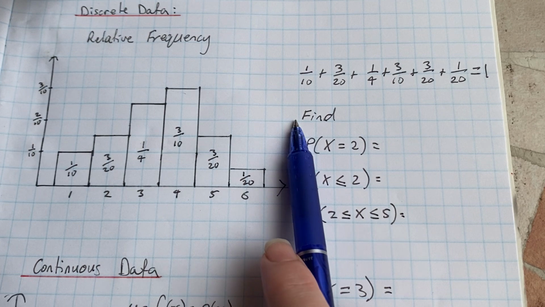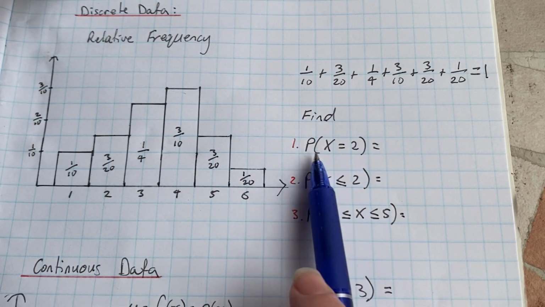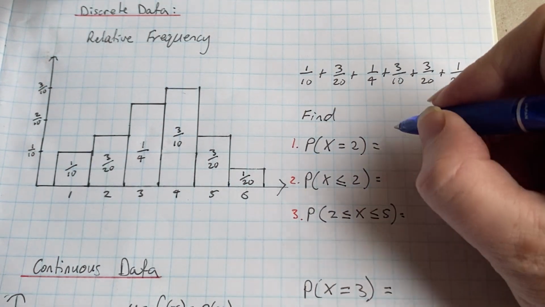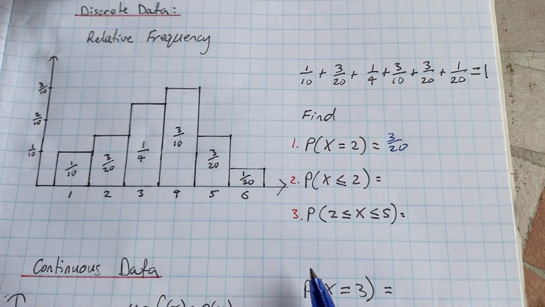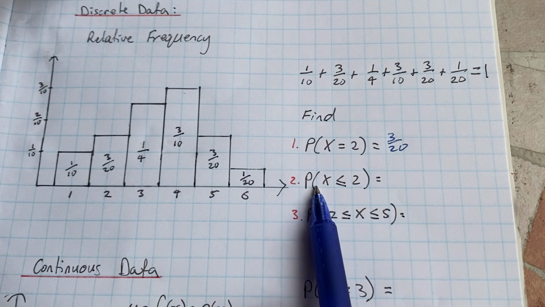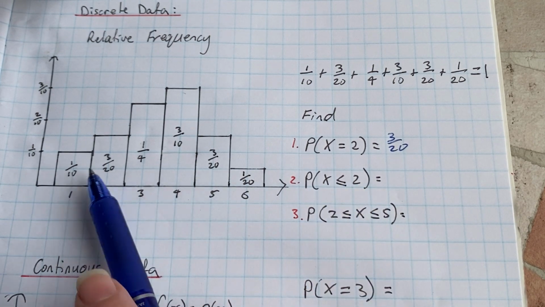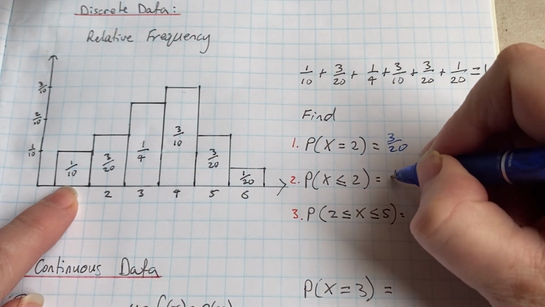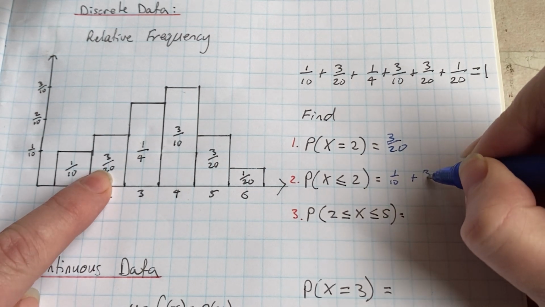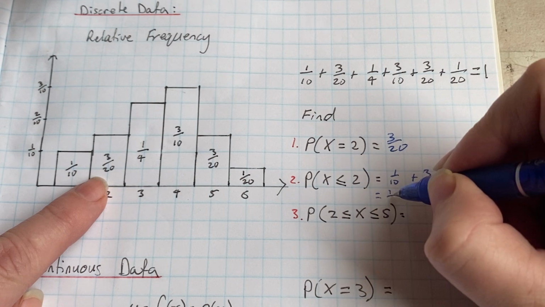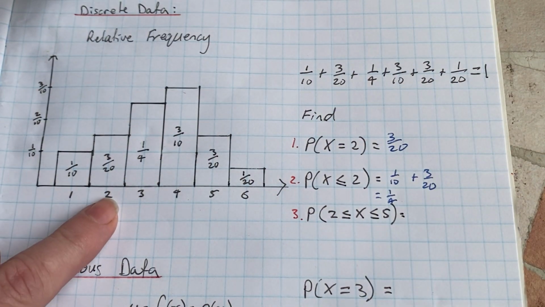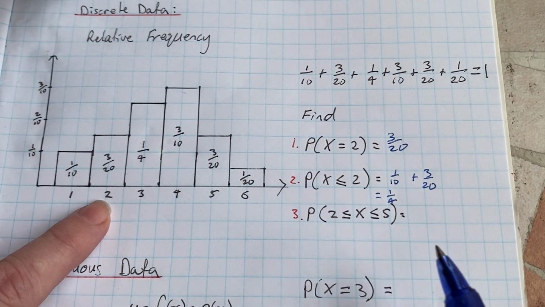If I'm asked to find, for example, the probability that x equals 2, well, that's 3/20. We can read that straight off the graph. If I'm asked the probability that x is less than or equal to 2, that's going to be this 1 on 10 plus that 3/20. If we add those, that makes a quarter. So there's a quarter chance that it's less than or equal to 2.